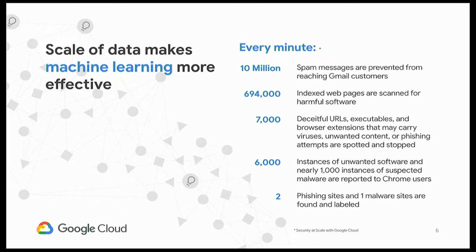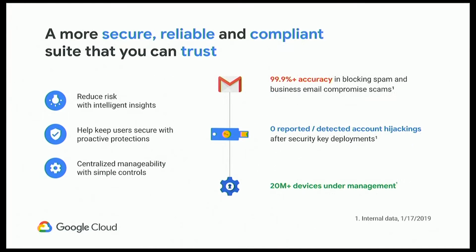As an example, in security, scale matters. It matters a lot. Now, every minute, we detect and prevent about 10 million spam messages from reaching Gmail inboxes, and about 700,000 web pages are indexed every minute. Now, how do we use this information? We use this to figure out the right signals to feed into our machine learning models, and they get better over time. So we get better over time at predicting attacks and making sure we stop those threats from reaching inboxes. Now, with respect to G Suite, I want to talk about 3 things.